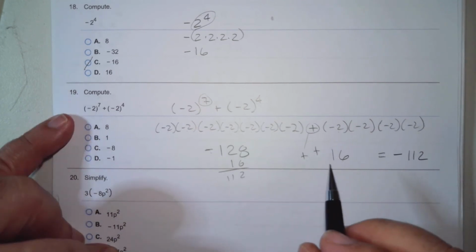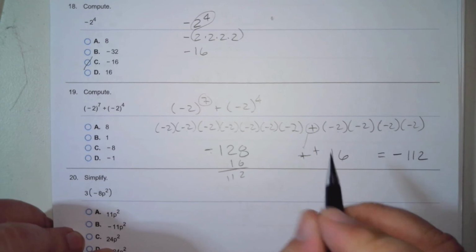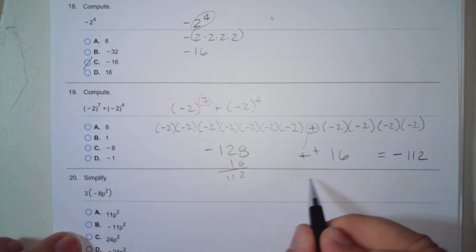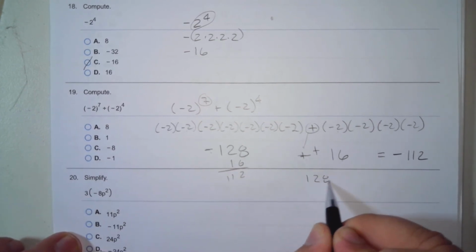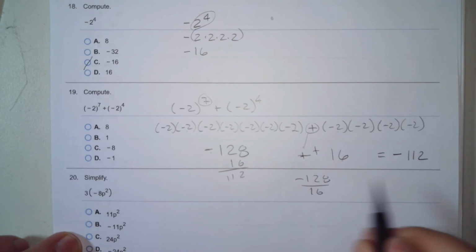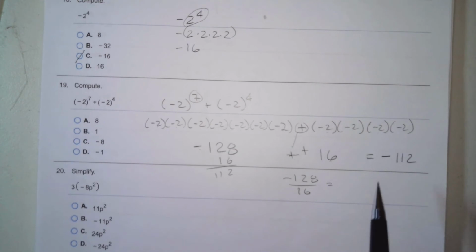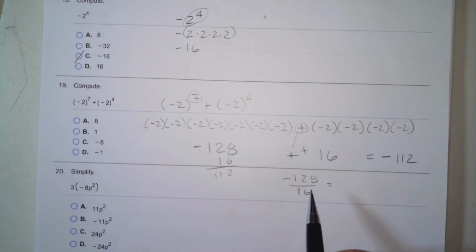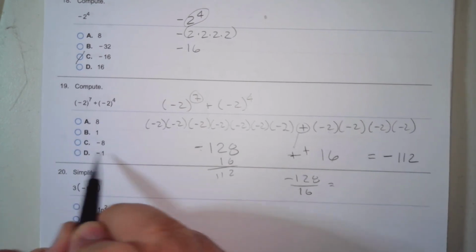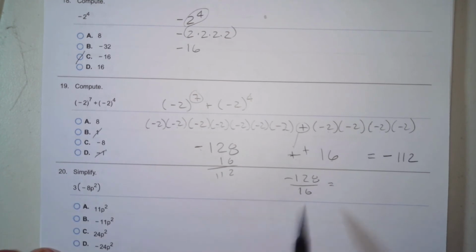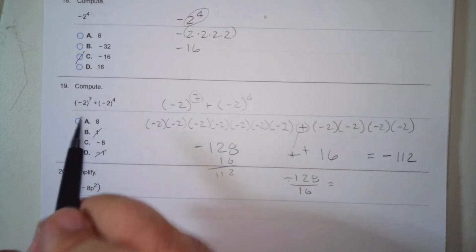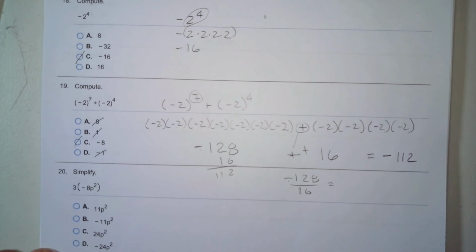Oh, it must be a division then. So 128 divided by 16. So we know it can't be 1 or negative 1. Answer is negative, so it can't be positive 8, so it has to be negative 8.